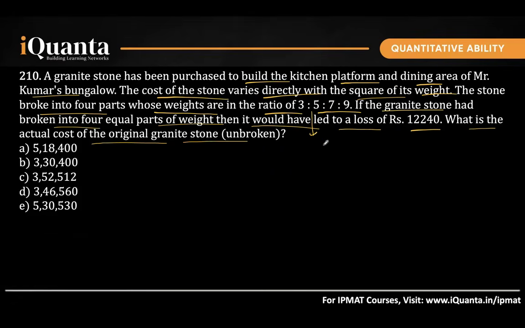So these are the pieces, okay? Let's say their weights are 3x, 5x, 7x, and 9x. So it says that the cost of the stone varies directly with the square of its weight.